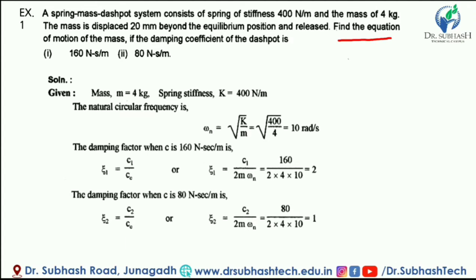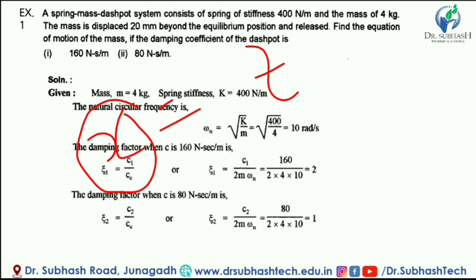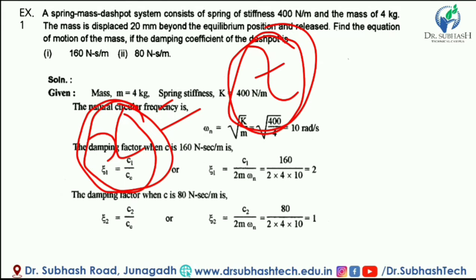Find the equation of motion of the mass, if the damping coefficient of the dashpot is 160 Newton second per meter and 80 Newton second per meter. Here we have to find the equation of motion, meaning the equation of displacement as a function of time. So at any moment of time we can find the displacement of the mass. We put the value of time at any time.